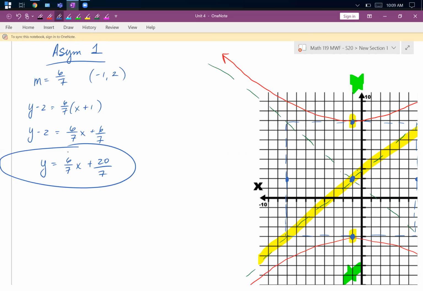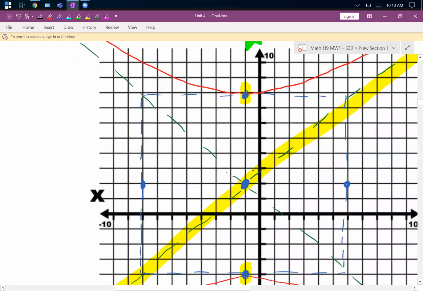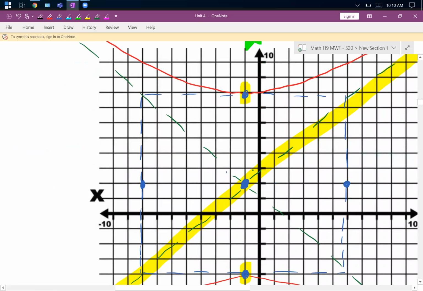20/7. And I usually always do a quick check after I've written my equation to make sure that my y-intercept is in the right spot. I know my asymptote line isn't perfect, but 20/7 is just shy of 3. So I go in and look and see, does it look like in my drawing that my y-intercept is about 3? And it does, so it makes me feel extra confident about my equation.